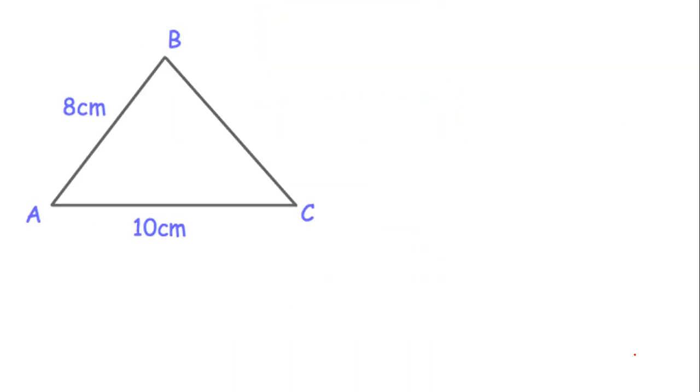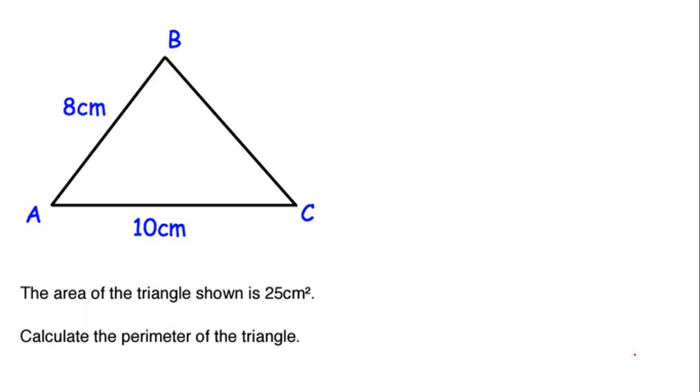So today's question is, this is a triangle ABC. As you can see, AC is 10 centimeter, AB is 8 centimeter. And the question says, the area of the triangle shown is 25 square centimeter. Calculate the perimeter of the triangle.